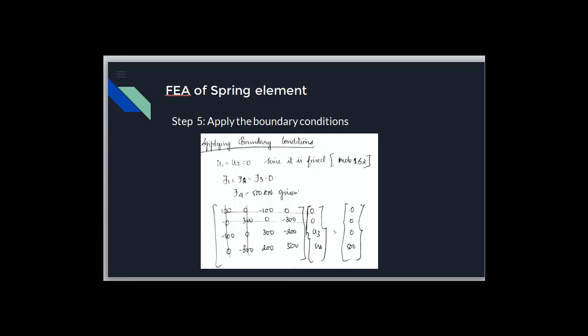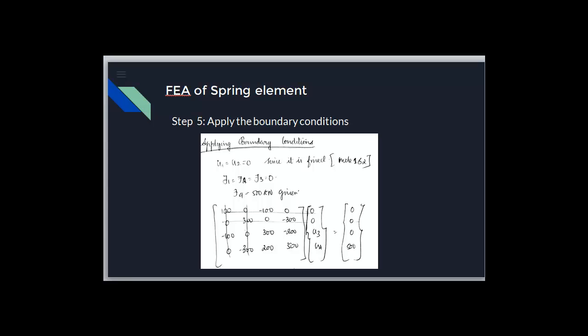After assembling the global stiffness matrix for the entire spring element, the next step is applying the boundary conditions. Since node 1 and node 2 are fixed, the nodal displacements U1 and U2 will be equal to 0. And since no force is acting at F1, F2 and F3, they will be equal to 0. The boundary condition at F1, F2, F3 will be 0 and there is a force of 500 kN acting at node 4, so F4 has to be substituted with the value of 500 kN.